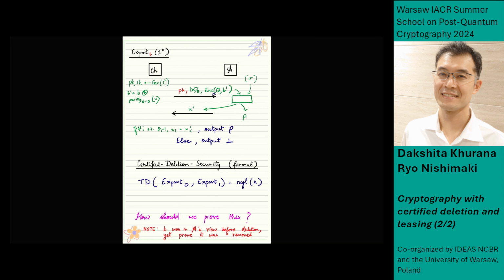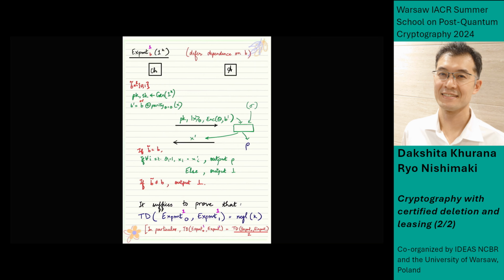So the point is that we need to consider security against the computationally unbounded adversary after the certificate is verified. How to prove this? Sigma, I think this is auxiliary information given to the adversary. Yeah, initial auxiliary input to the adversary.